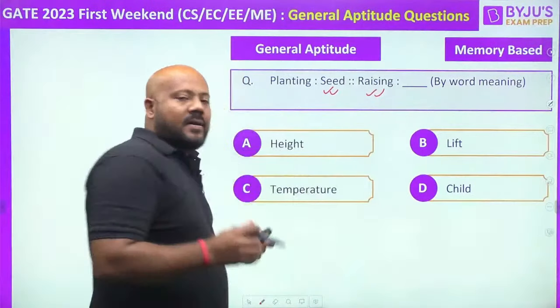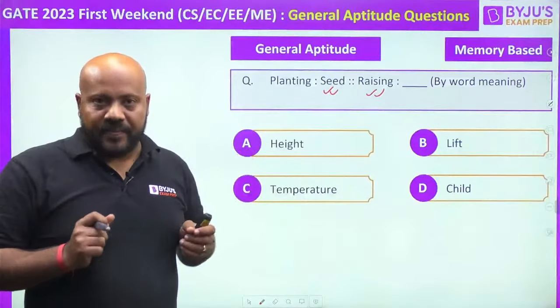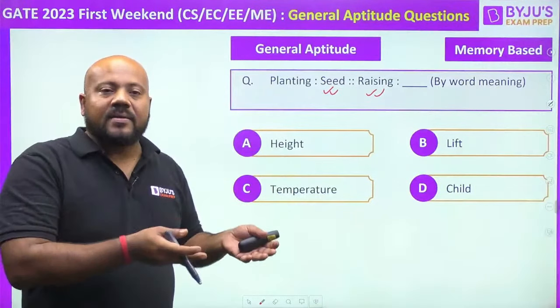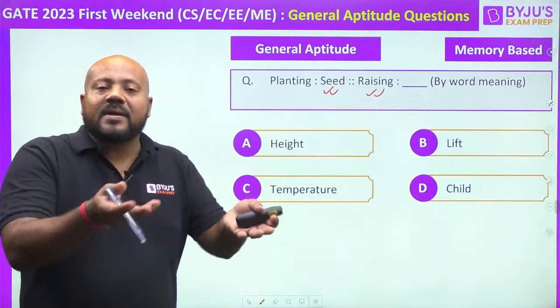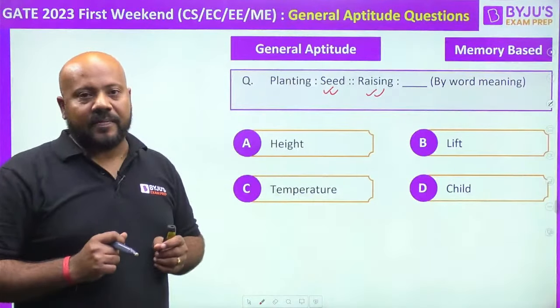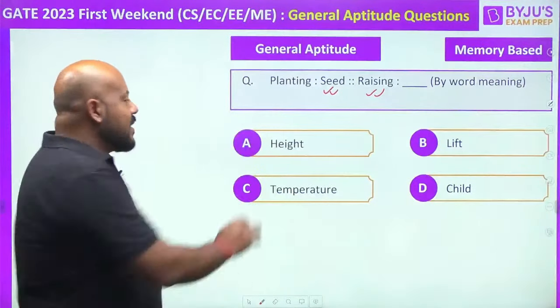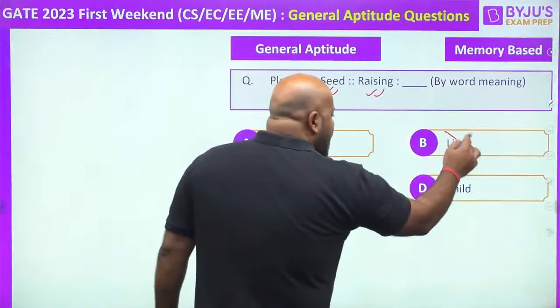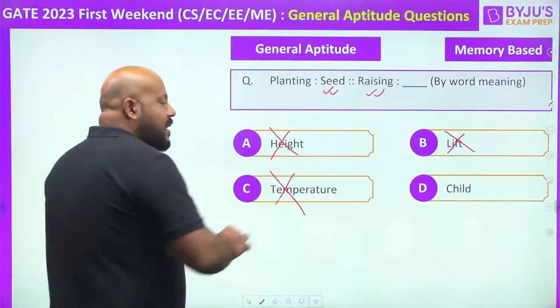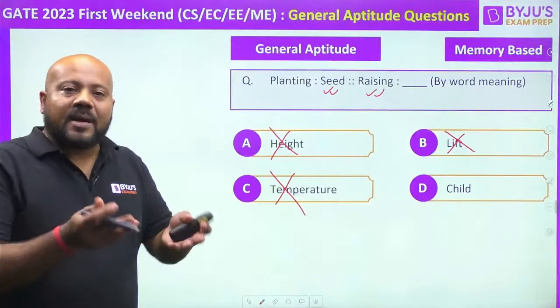Now raising. Raising means what? Raising means upbringing. Now parents, what they do? They upbring their child. पालन पोषण करना. तो पालन पोषण किसका होगा? हाइट का पालन पोषण होगा? नहीं होगा. लिफ्ट का होगा? नहीं होगा. टेम्परेचर का होगा? नहीं होगा. तो किसका पालन पोषण होगा?